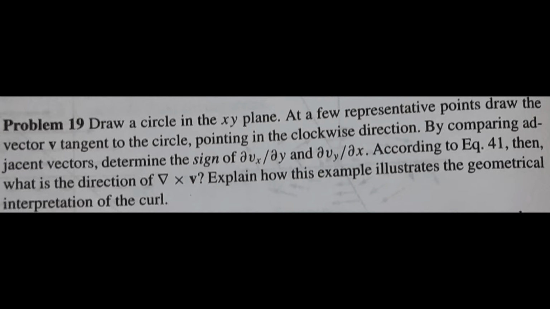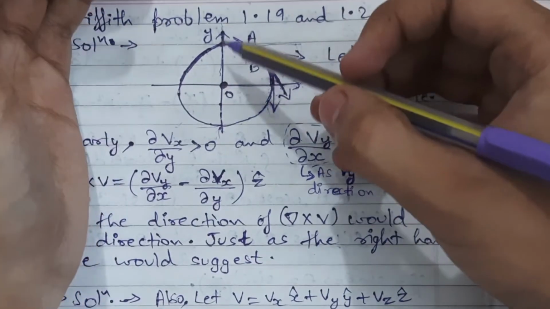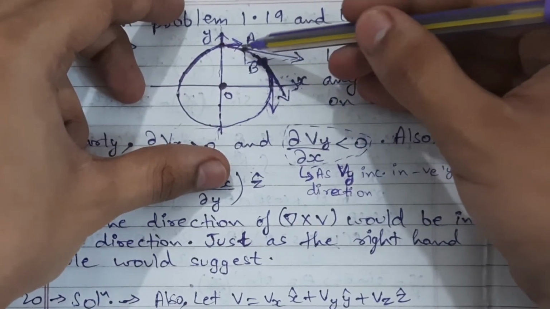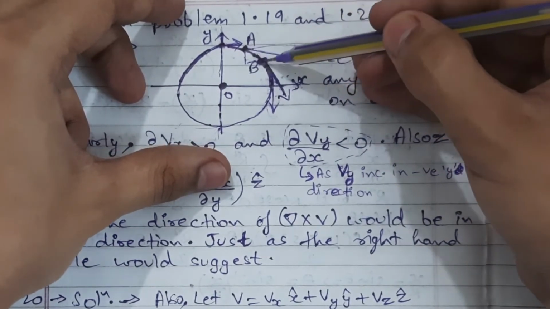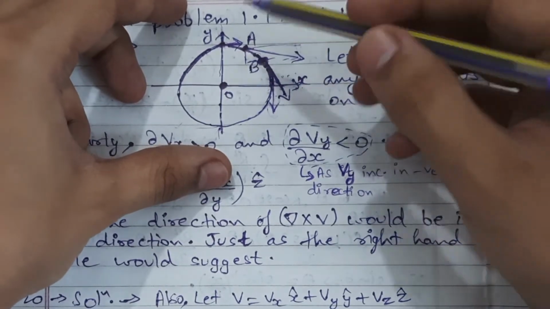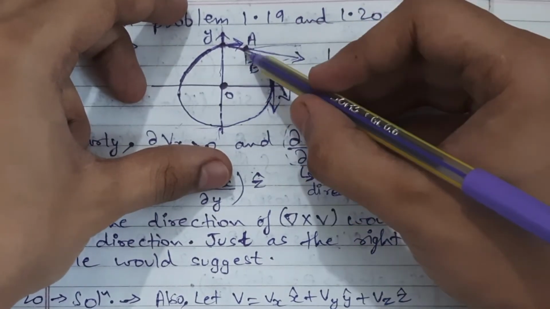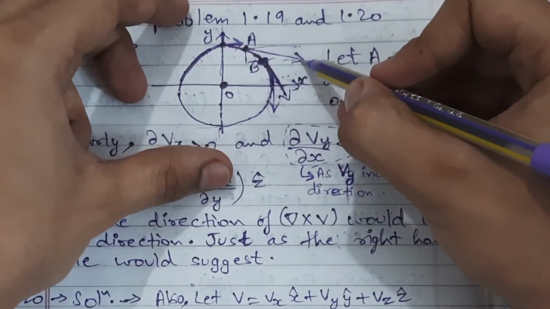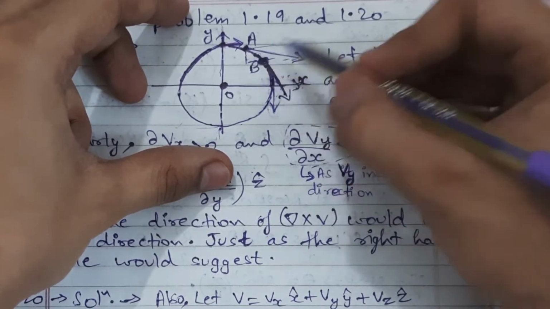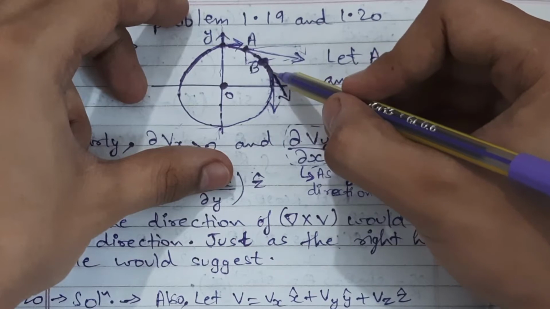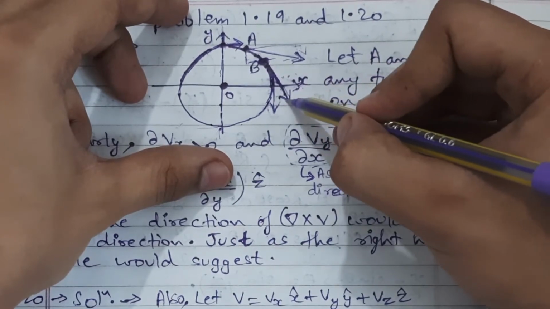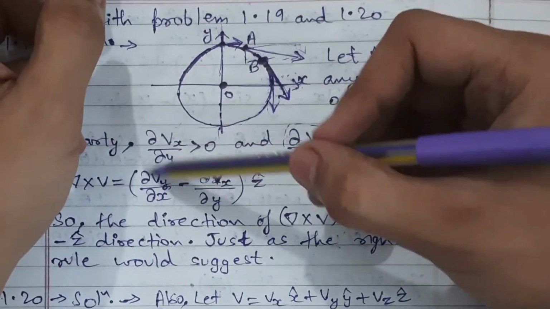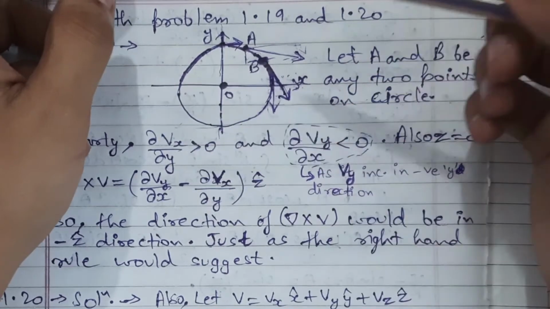So first we draw this circle in the xy plane and pick these adjacent points represented by A and B, which are on the circle. So for this point A, the tangent to this point A would be our vector v, and for point B, the tangent to this point, the vector v would be this. So now we have to find the signs of ∂vx/∂y and ∂vy/∂x.